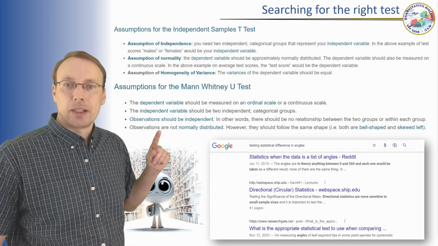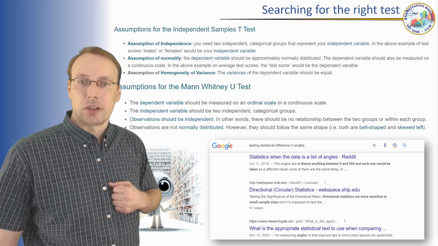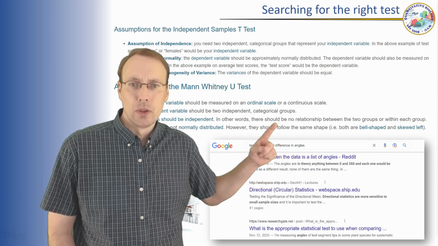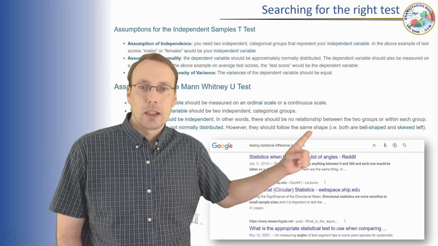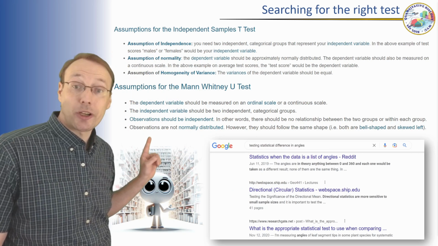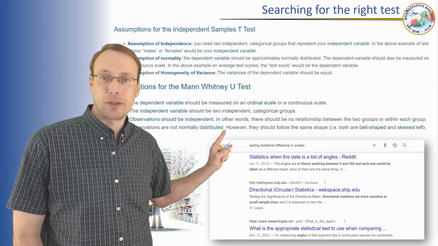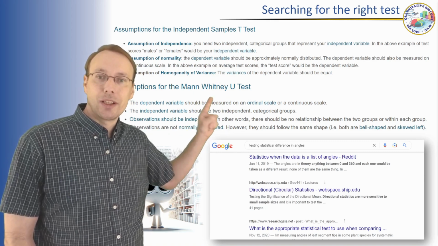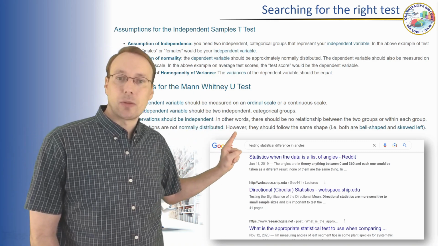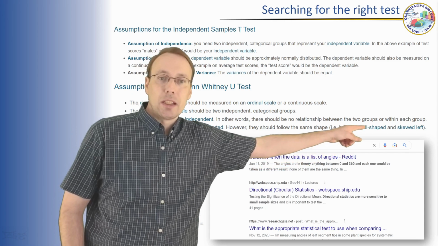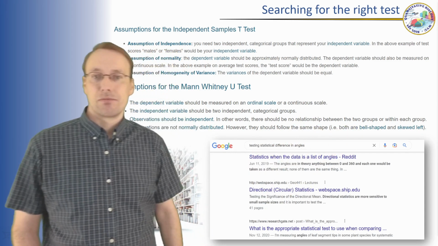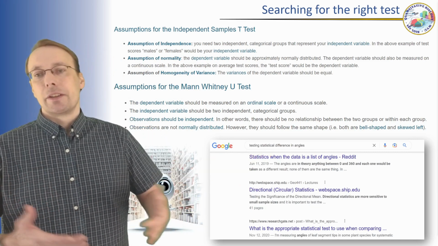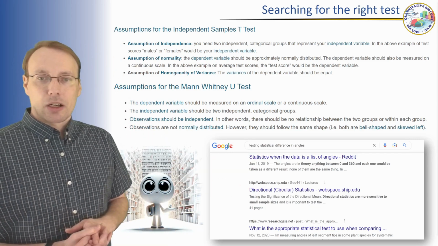Observations should be independent, and observations are normally distributed. Sorry, observations that are not normally distributed. So if you can't do something like a t-test, maybe you can do this, because here you don't need to have a normal distribution. But they have to have the same shape. So very specific hypothesis. Basically, Google or libraries or things like that are your friend.